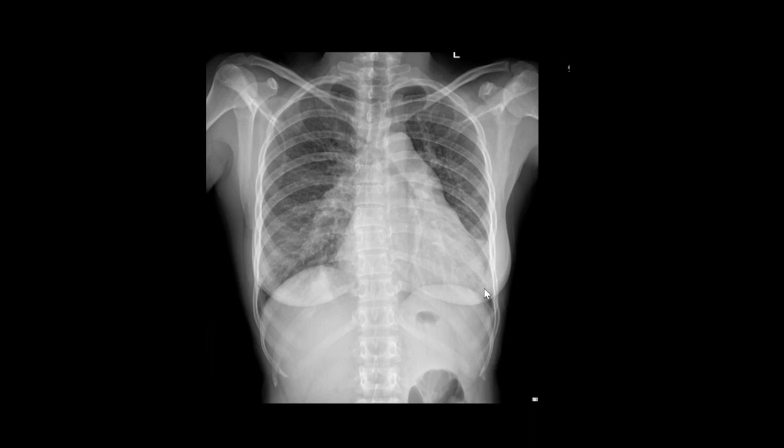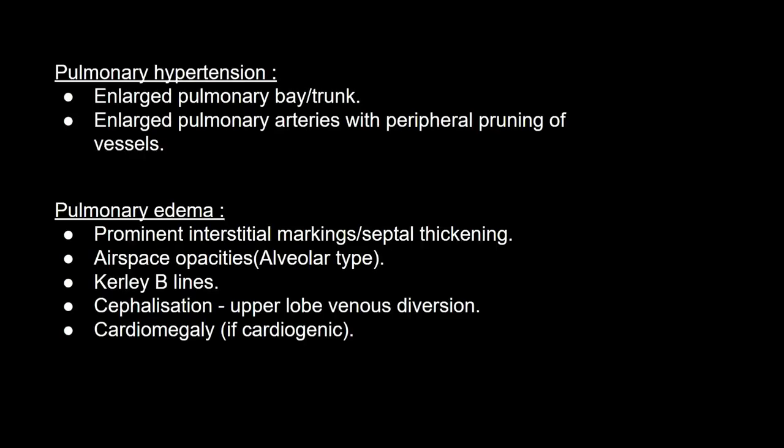Bilateral cardiophrenic and costophrenic angles are normal. Bilateral hemidiaphragmatic contour is maintained. Visualized bones appear normal. Based on the radiographic findings, diagnosis was given as pulmonary hypertension with cardiogenic pulmonary edema. Coming to key findings of pulmonary hypertension, we find enlarged pulmonary bay, enlarged pulmonary arteries with peripheral pruning of vessels.